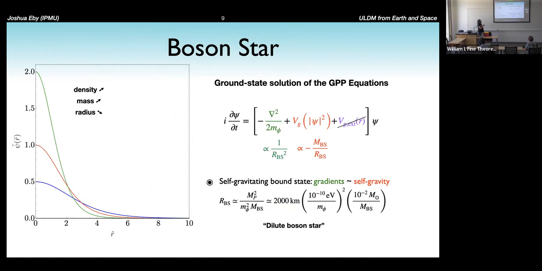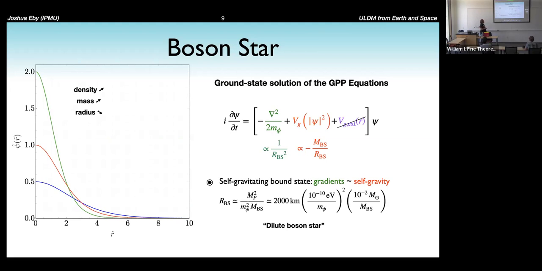There are a few interesting facts about this. For example, as the central density grows, the mass of the star grows, but the radius shrinks. So there's this inverse relationship between the radius and the mass of the boson star. And up to a factor of roughly 2, this is the precise radius of the star, defined to be something like the radius within which 90% of the mass is contained.